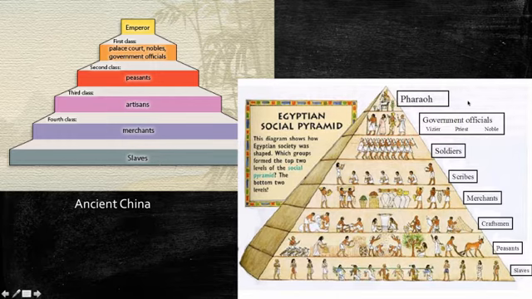Social pyramid in ancient Egypt, you had the pharaoh at the top, your government officials, then your soldiers, your scribes, your people who did the record keeping, and that's one of the key components of civilization. Then you have your merchants, who traded goods, craftsmen who made things, then the peasants, second from the bottom, and at the bottom, slaves. So it's a little similar to ancient China, but different, especially when you look at where the peasants are.